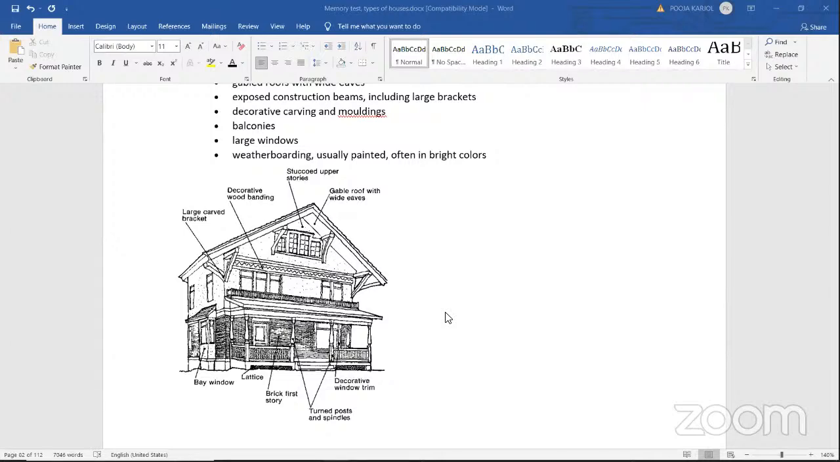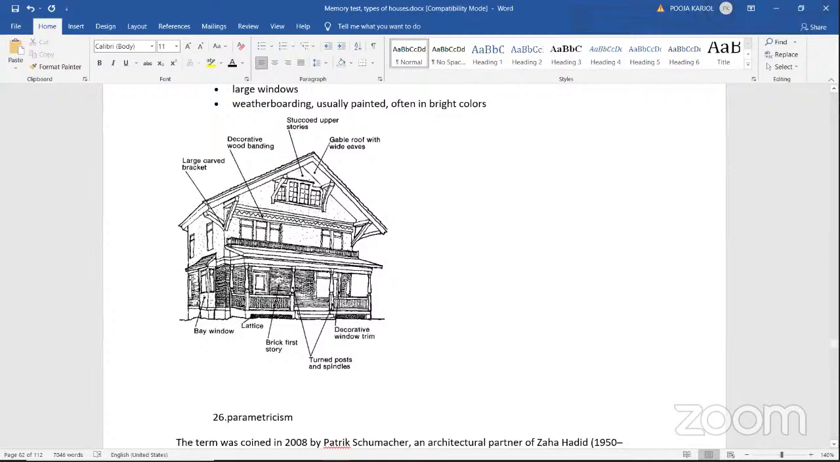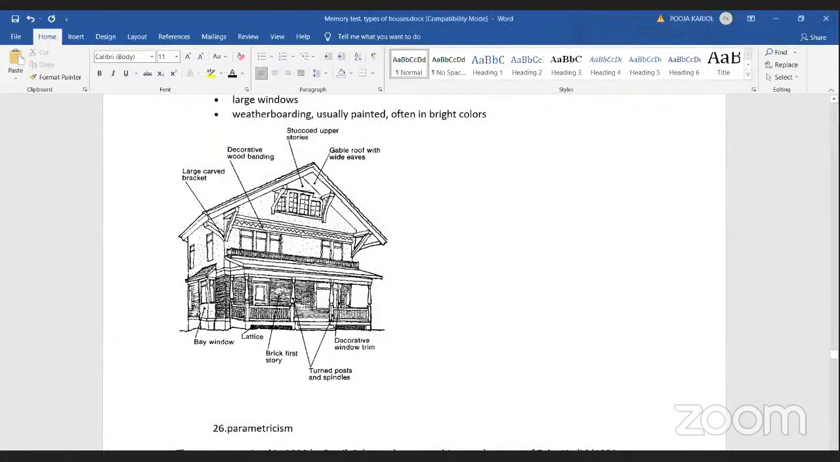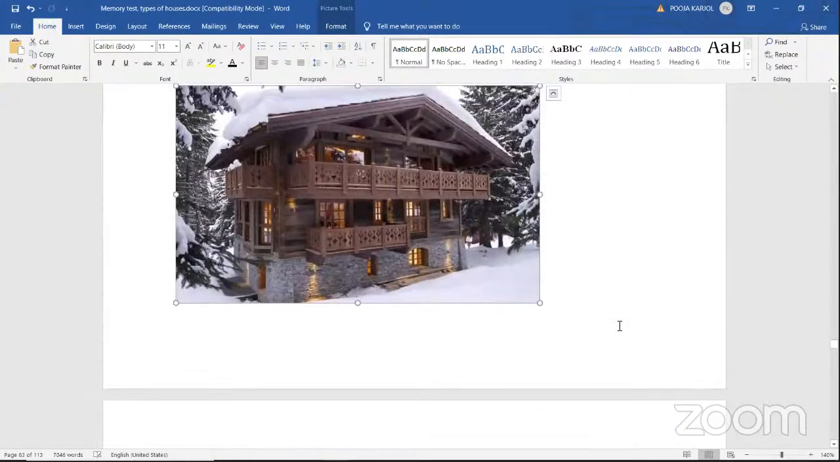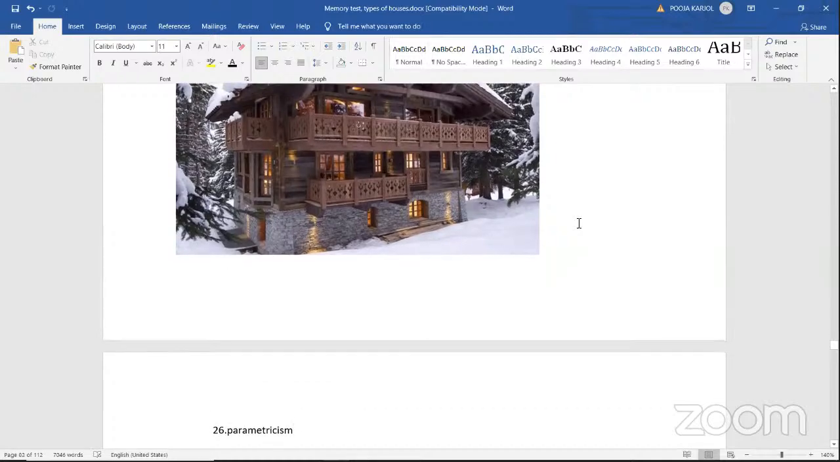Okay. There is a house also. I see a house which will explain. So, this is a modern Swiss chalet house. Some of the features may not be there, but see, exposed construction beams. Can you see these? Any doubt?